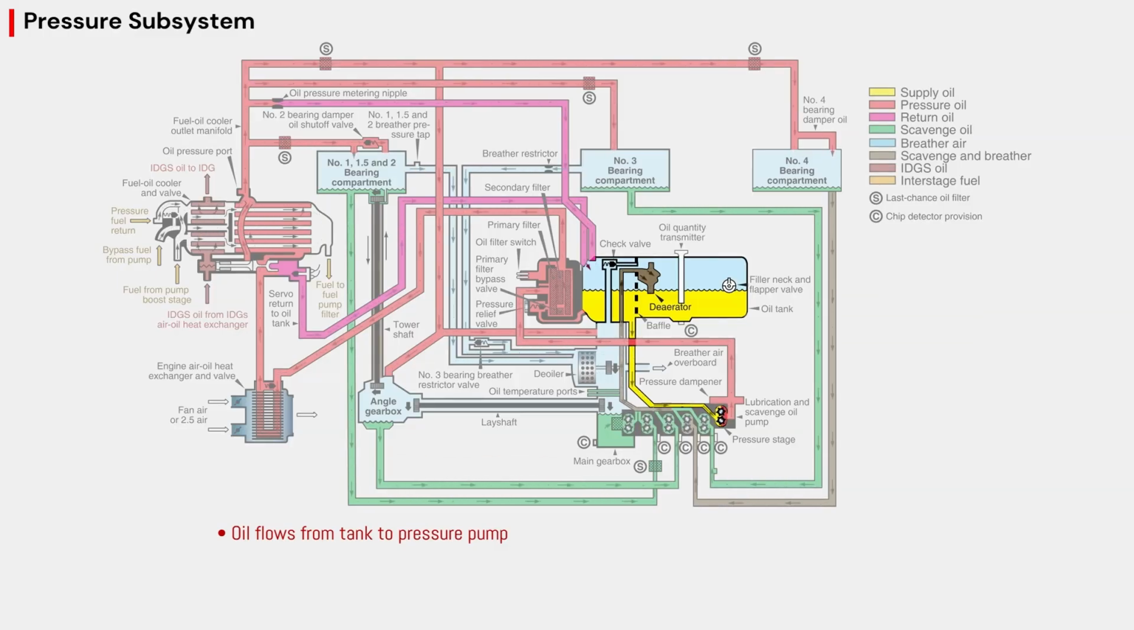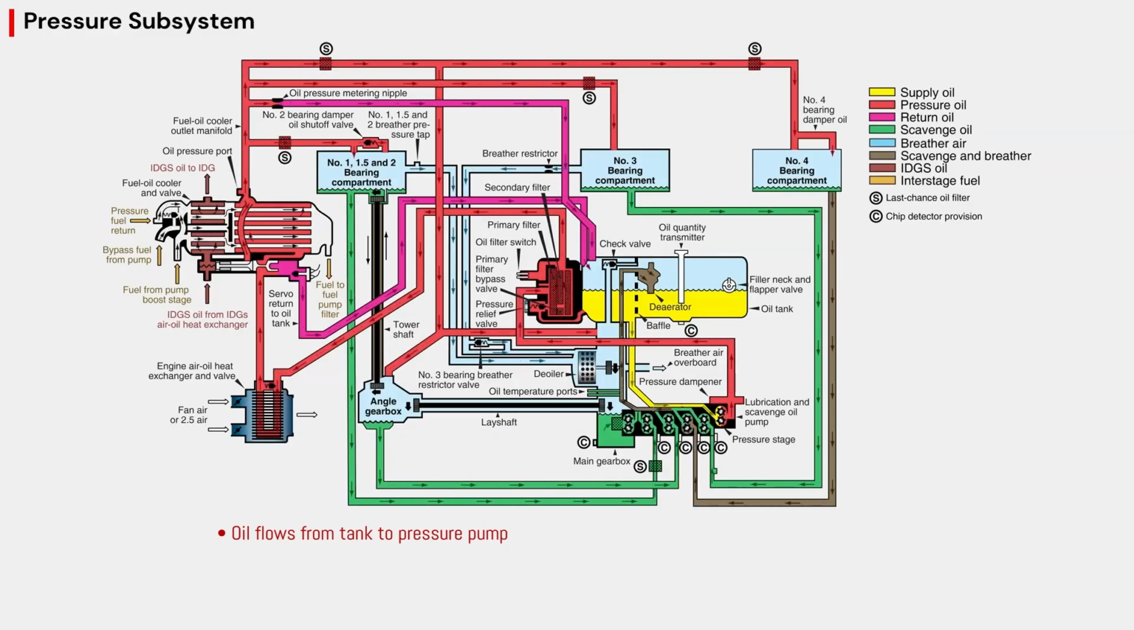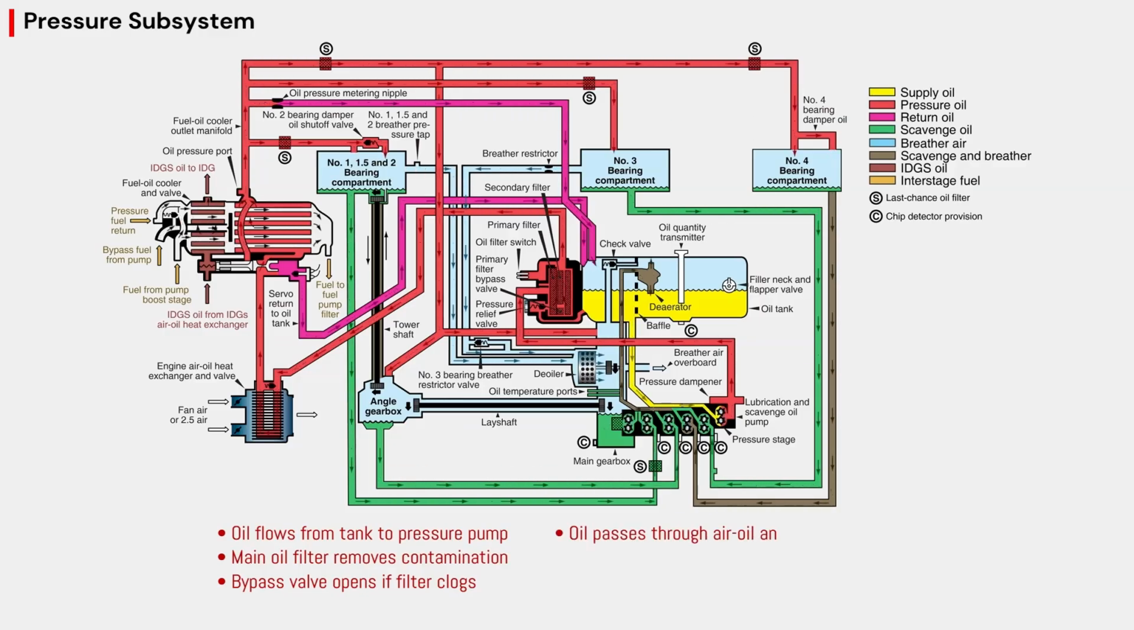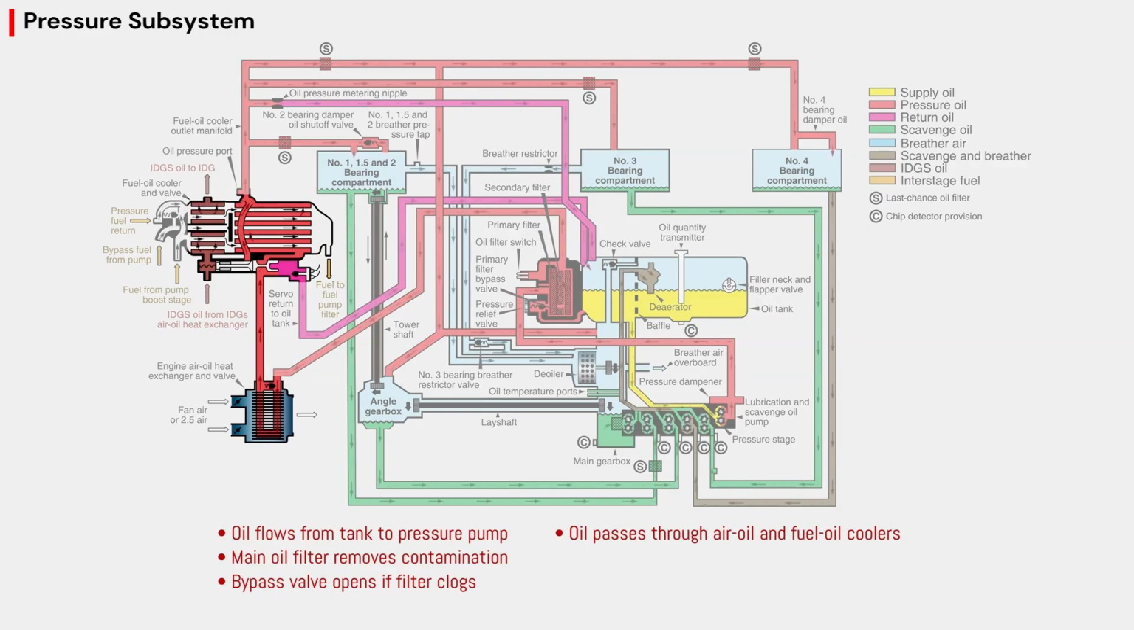After the oil is pressurized, it flows through the main oil filter. If the filter becomes clogged, the bypass valve routes the oil around the filter. Next, the oil passes through an air oil cooler. When the oil is cold, it bypasses the cooler. When the oil is hot, it flows through the cooler.